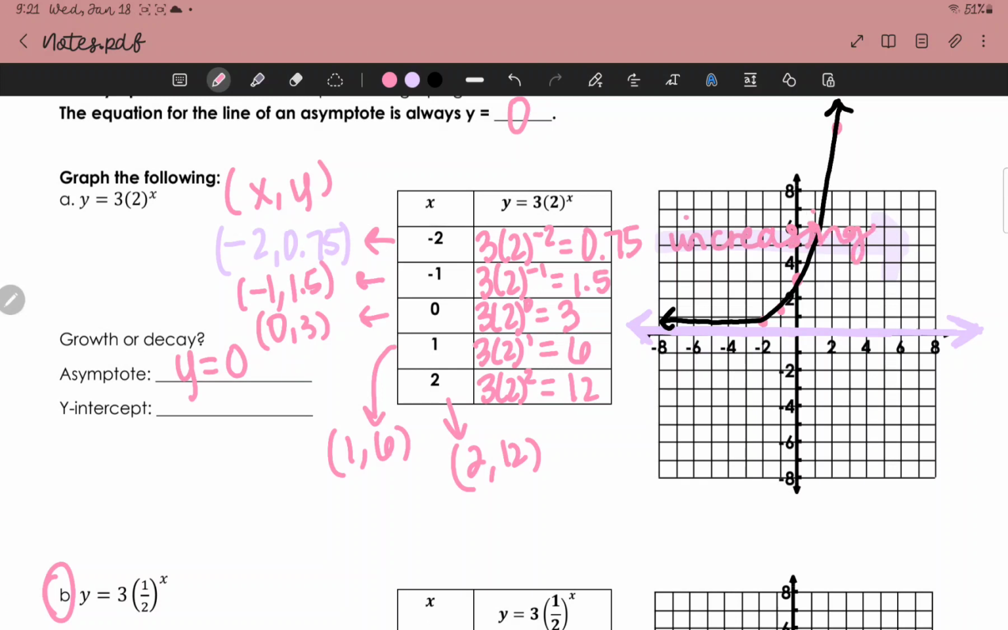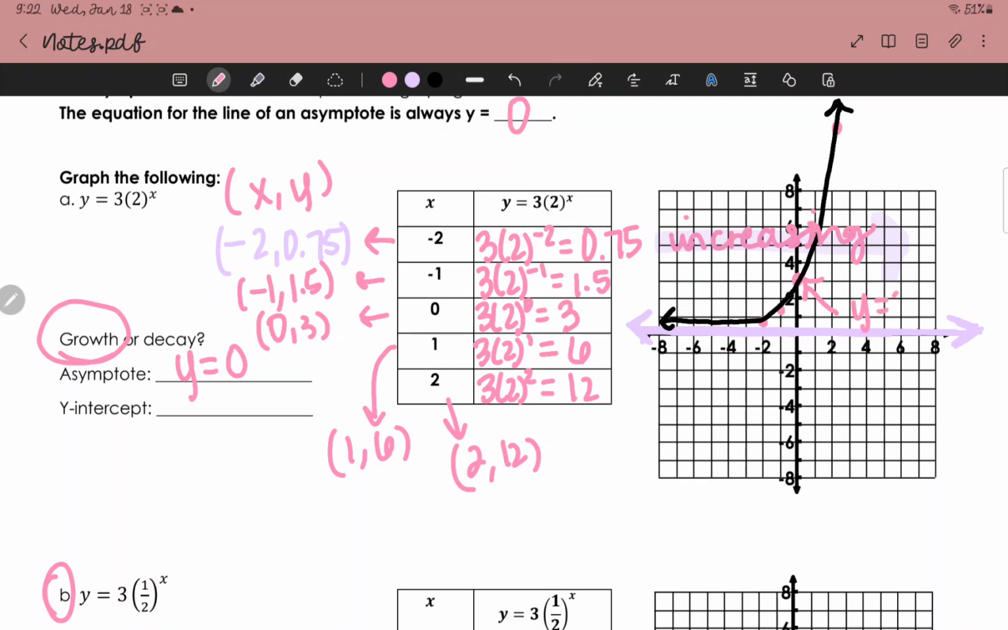Since it's increasing, naturally, you're going to think that's growth, which it totally is. And if it was decreasing, it would be decaying. And of course, our y-intercept is where our graph crosses the y-axis, which is here when y equals 3.